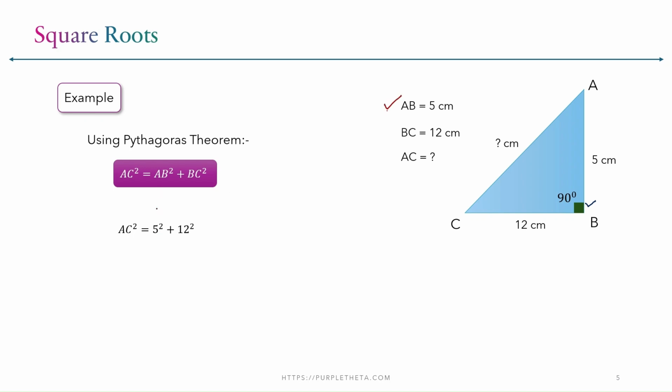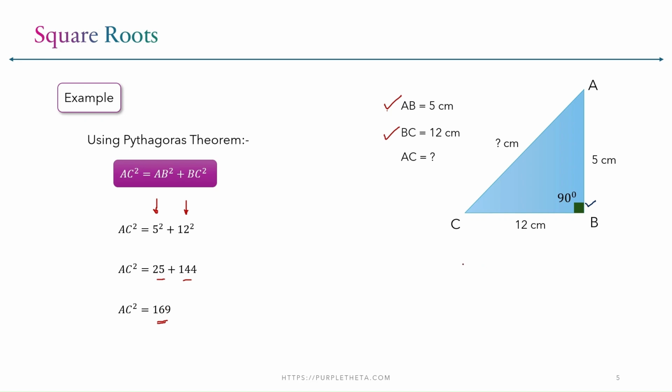So for AB, I have written 5 square. BC, we know that it's 12 centimeters. So at the place of BC, we have written 12 square. So 5 square is 25 and 12 square is 144. Let us add 25 and 144. This gives AC square is equal to 169. Now ask yourself the same question again. Which number, when multiplied by itself, gives 169?